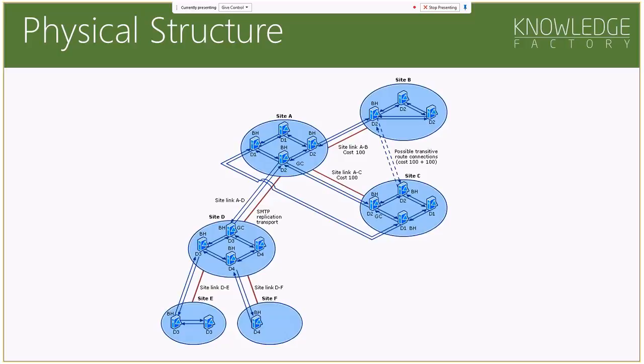You know that although the SMTP transport cannot be used to replicate writable domain directory partitions, this transport is required because a TCP/IP connection is not available between site A and site D. So this configuration is acceptable for replication because site D does not host a DC for any domains that must be replicated over the site link AD. So you see, we only have domains D1 and D2. We don't have domains D1 and D2 here, therefore it's okay to replicate over SMTP.